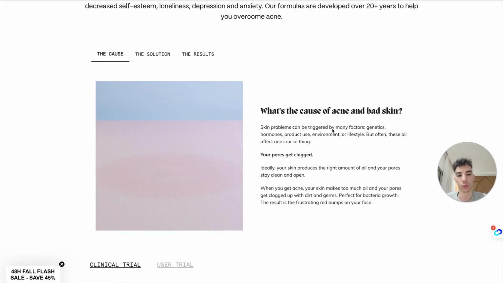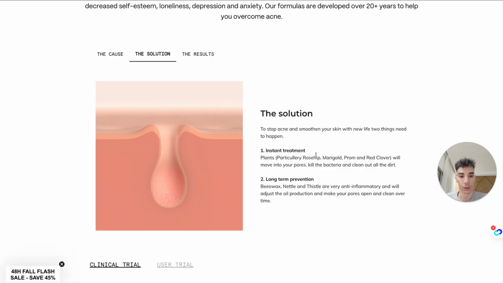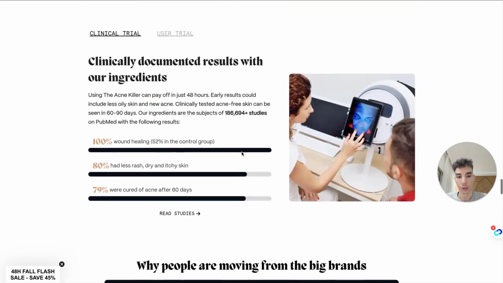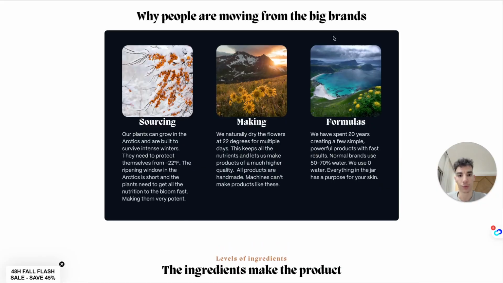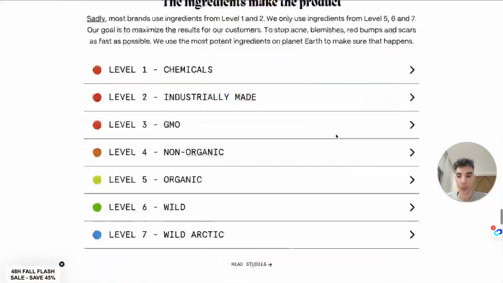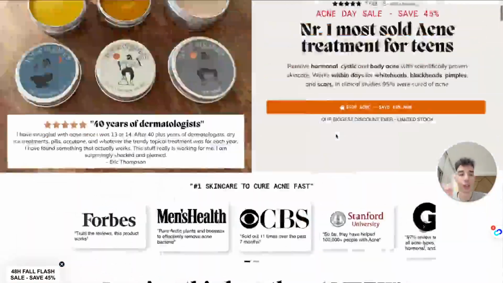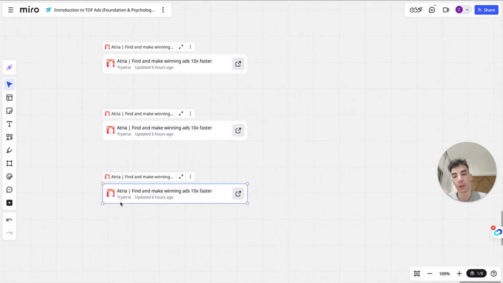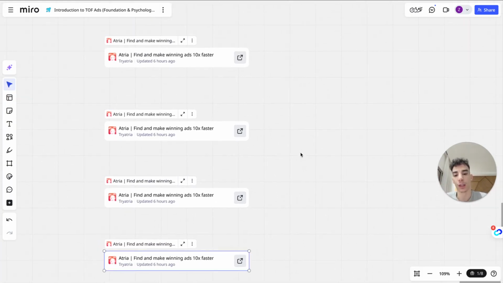The root cause of it was the acne and bad skin. Solution: smooth your skin with the new formula, and the result, trials that they are backed. Why people are moving from the big brands, sourcing formula, ingredients. Just a landing page that literally leads with a lot of social proof, because when people have an issue that can be solved and you can see the result, they want to see it. They want to see the result before and after, the testimony of people, how they get the results.